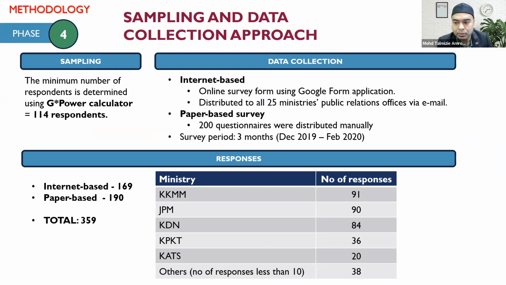Phase 4 begins with the sampling and data collection approach. The study used an online survey form by the Google Form application. The link to the survey form was distributed to the public relation office and directly to individual employees via email. Besides that, 200 paper-based survey forms were distributed manually. The total responses are 359.